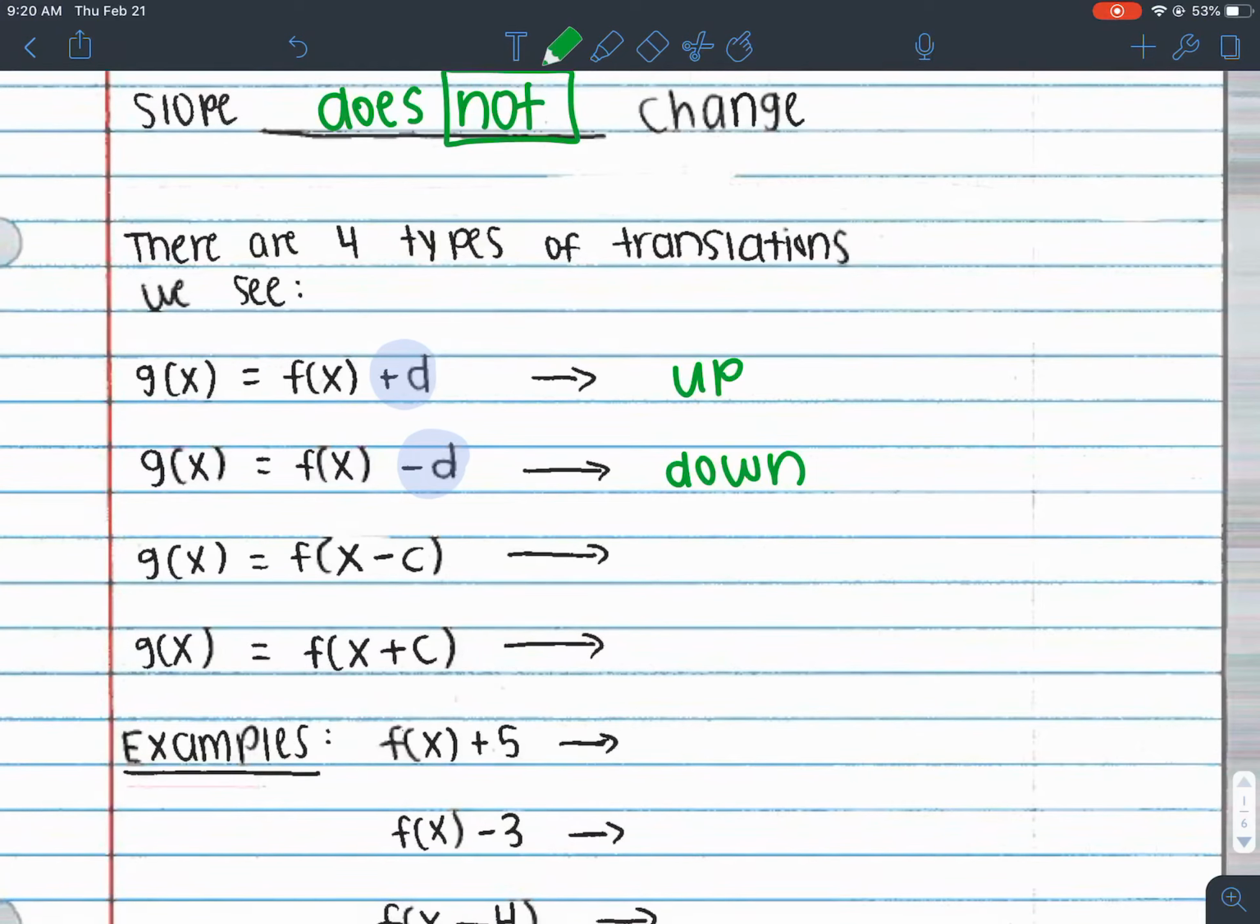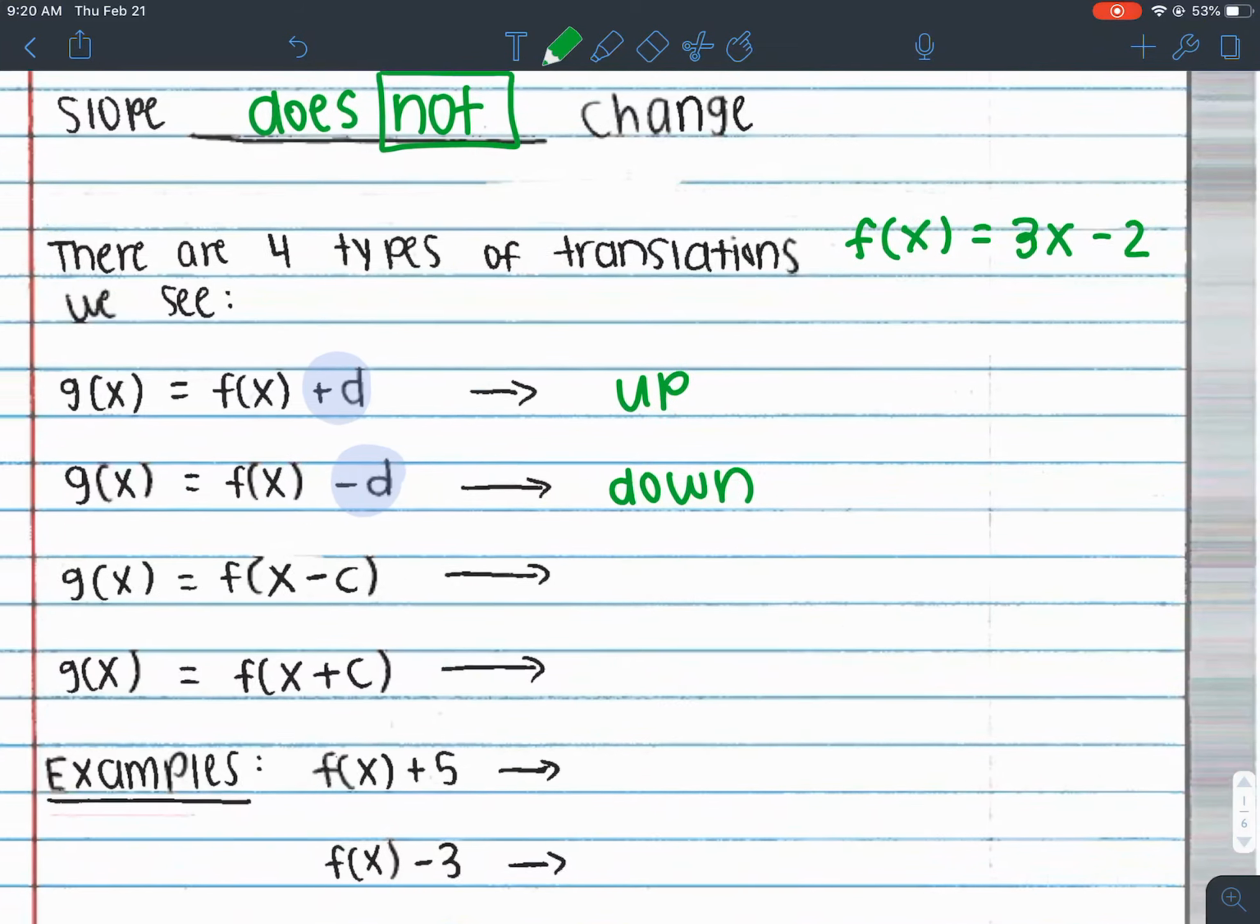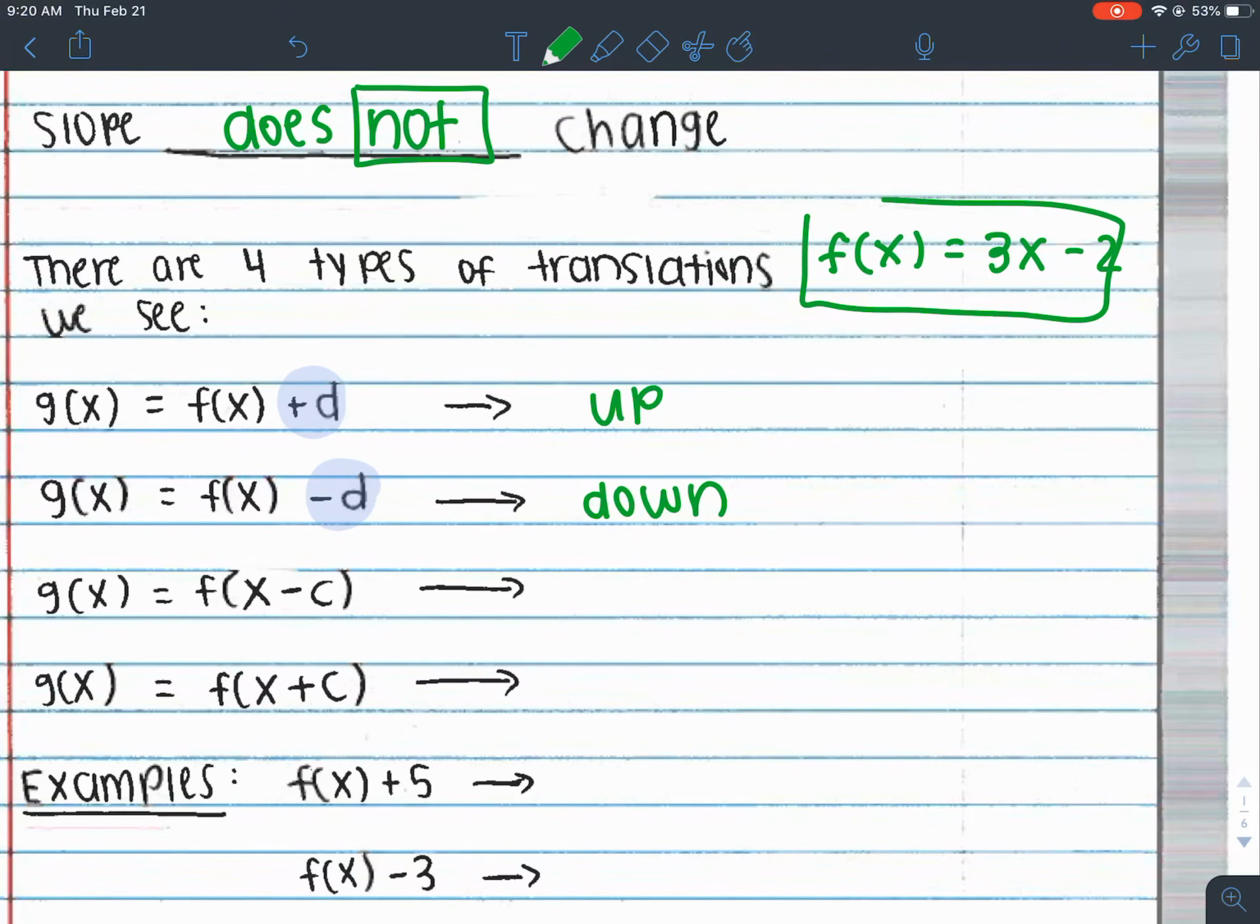It's all going to be in function notation, so you're going to be given a function f of x. So let's say they give you f of x equals 3x minus 2. And remember, f of x is just y. But when we're talking about multiple functions, we need to use function notation. So let's say this was your original function. The g of x is telling you the transformation that's happening. So it's taking that original function, your f of x, and then moving it up or down, okay?